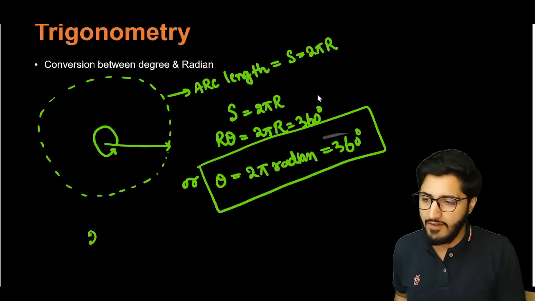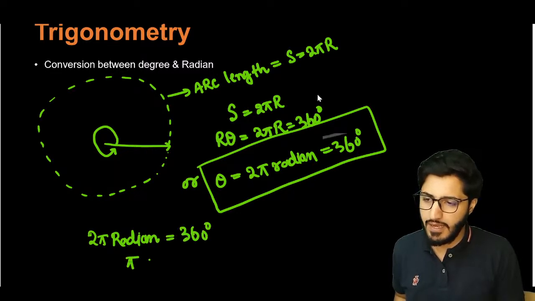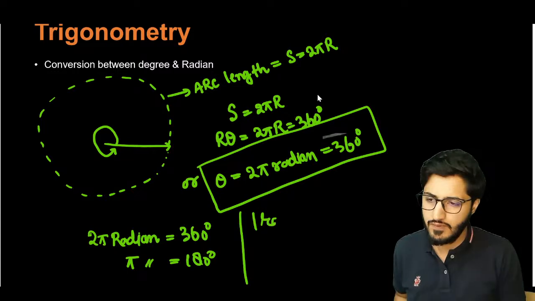Now we have 2 pi radian equals 360 degree. That means pi radian would be equal to how much? 180 degree. And what is 1 radian? 1 radian would be equal to 180 divided by pi, which is approximately 57.3 degree. Clear?